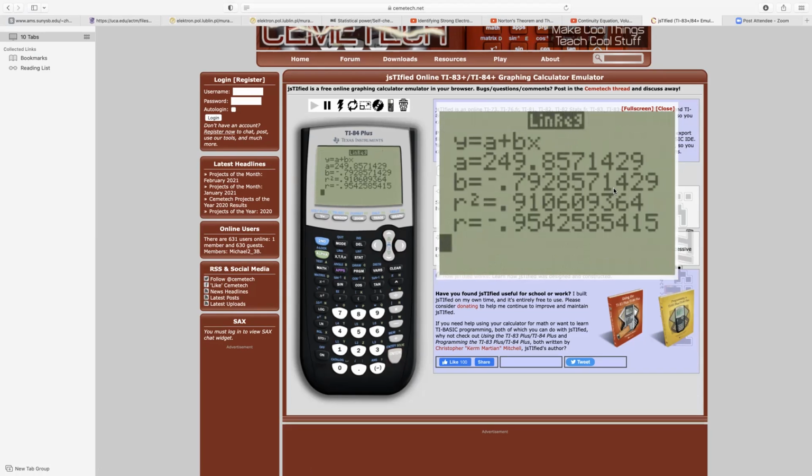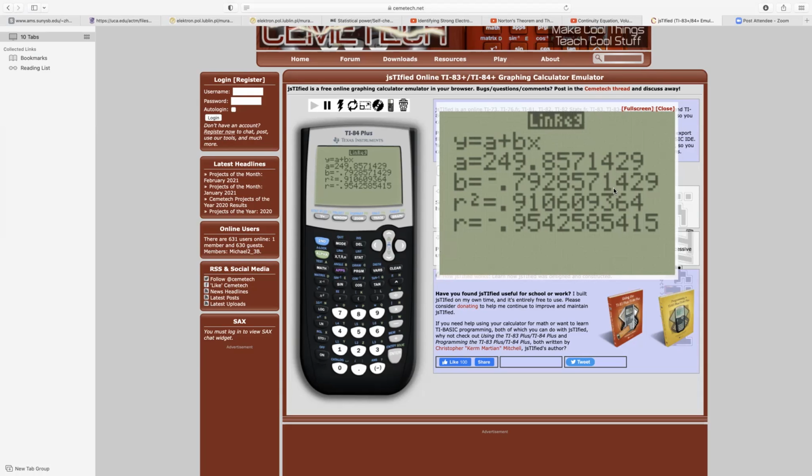So you will see this. Those are the numbers that you need for your regression line. So you have y equals a plus bx. A is 249.8571. B is negative 0.7928. Let's round it to 29. And r squared, that's what they're asking you here, the coefficient of determination, or, I'm sorry, the correlation coefficient they're asking. So this is 0.9106. Once you're done with that, then we're basically done, right?